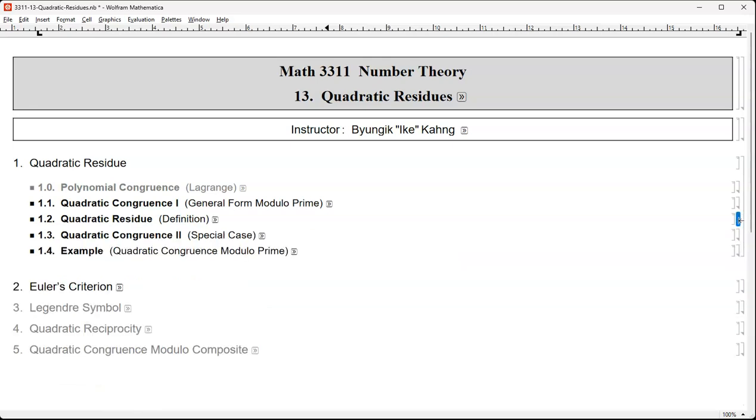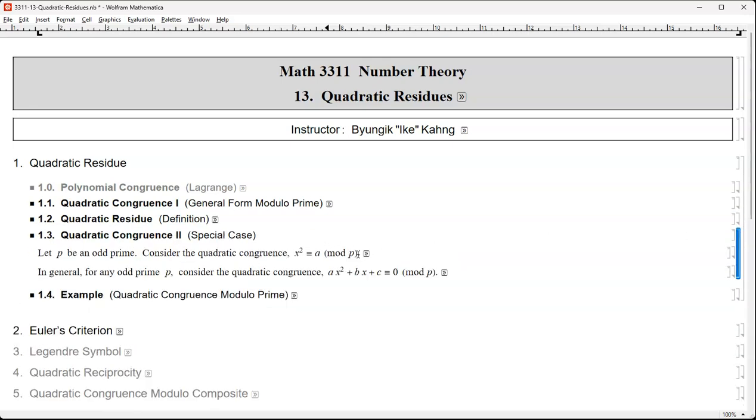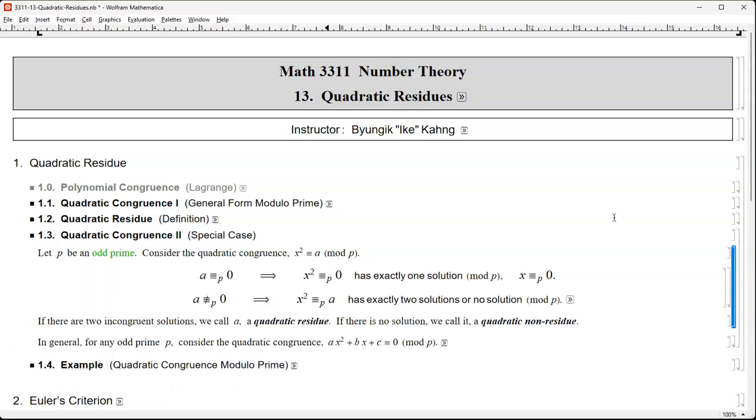Let's go ahead. Let's scrutinize this quadratic congruence, x squared is congruent to A mod P. Again, remember P is an odd prime. So not just a prime, but P is 3, 5, 7, 11, 13, 17, 19, and so on and so forth. Odd prime. Then, here's a solution structure.